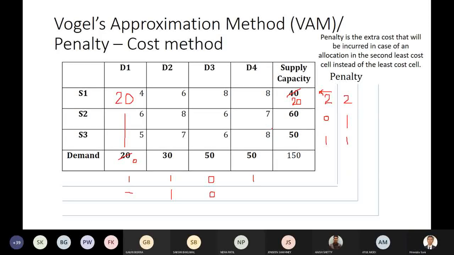What about this one? The penalty would be how much? It would be 1. We have two options of 8, but least cost cell is 7. So instead of 7, I will be forced to pay 8. So what is the extra that I am paying? That allocation can come in either of the cells, correct? So how much extra I may have to pay? 8 minus 7. Still any doubts?